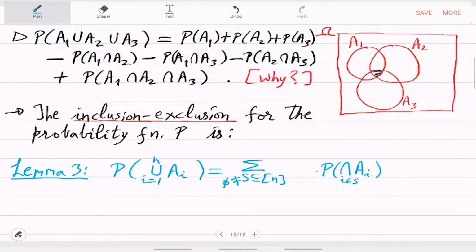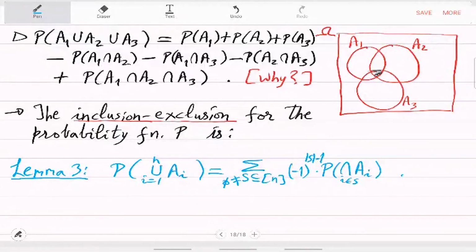But of course, you are not just summing it up. Sometimes you subtract, sometimes you add. So, there is a sign, and that sign you can guess is -1 to the size of S minus 1. You can do a sanity check for n equal to 3, this is correct. For size of S equal to 1, you get the first part, then for size S equal to 2, you get the second part, size equal to 3, you get the third part. And clearly for n equal to 2 also, hence it is correct.